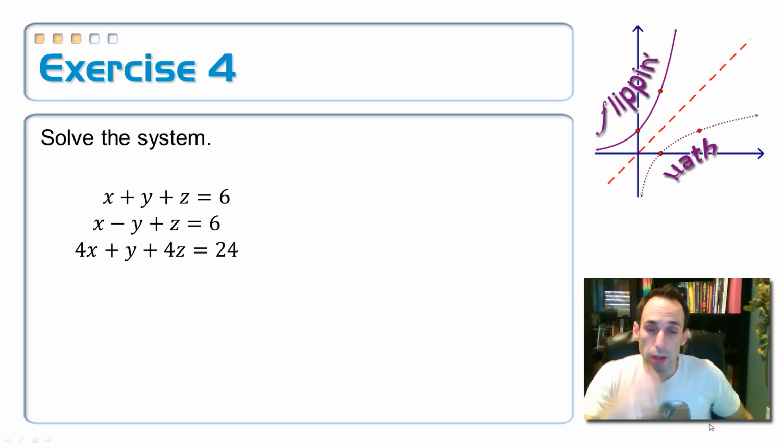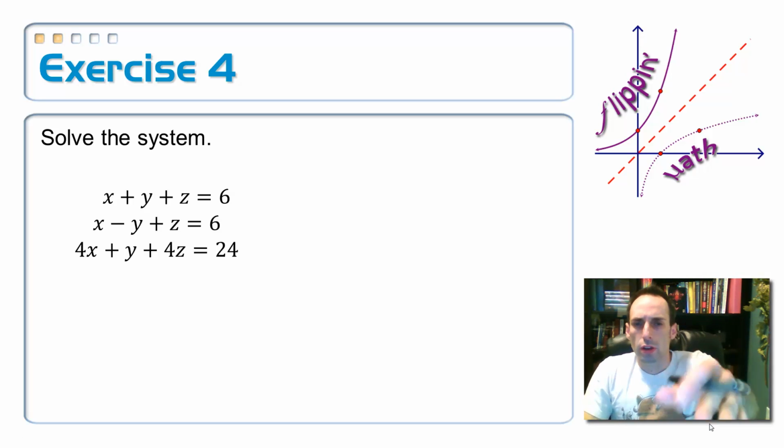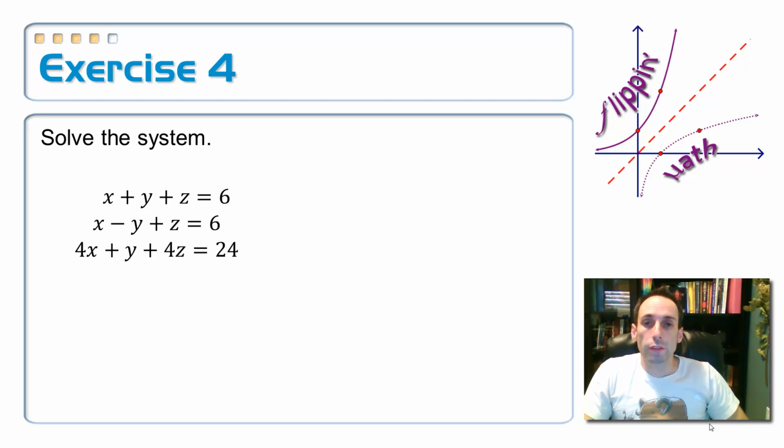Okay, on exercise 4, we're going to solve this system of equations. Go ahead and write that down. x plus y plus z equals 6. x minus y plus z also equals 6. And then finally, 4x plus y plus 4z equals 24.